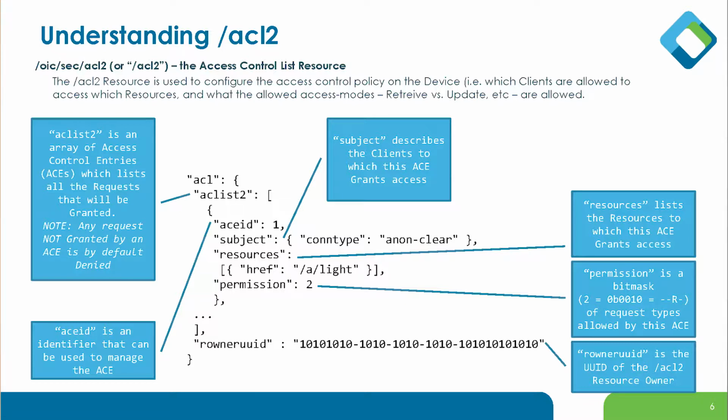The access control list you can think of as an array of entries that grant access to one or more request types each. And the important thing to understand is if there's not an access control entry granting a request, that request is denied. So we have a permission-based access control model that says you must explicitly grant access to a resource request in order for that resource request not to be denied by default.